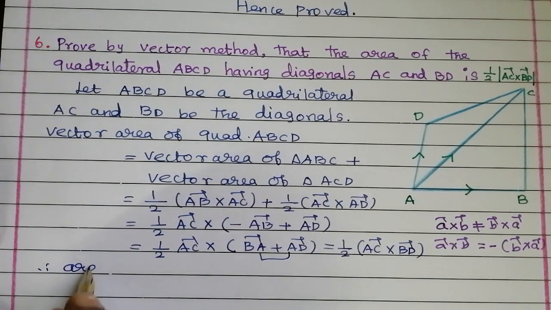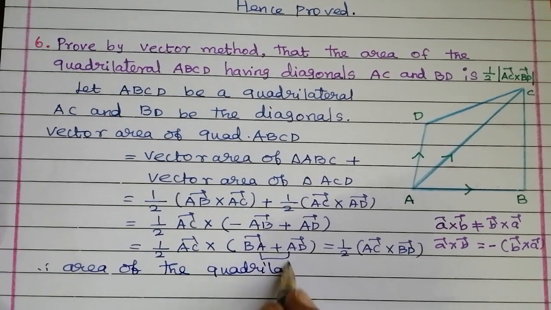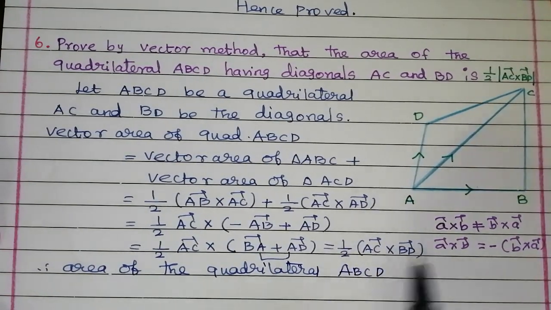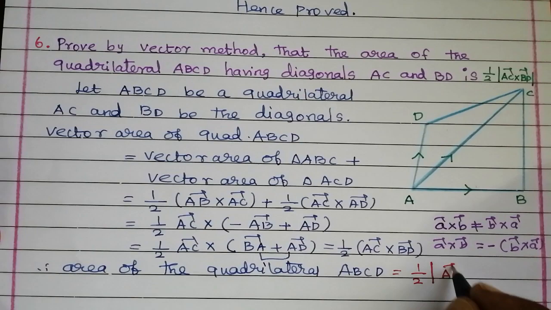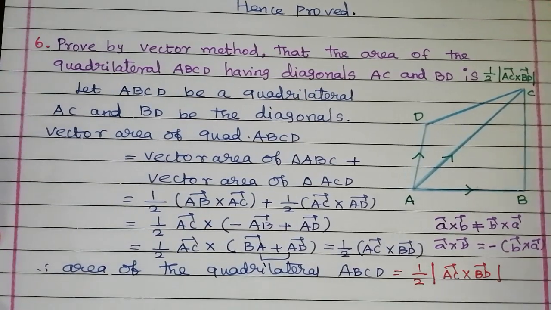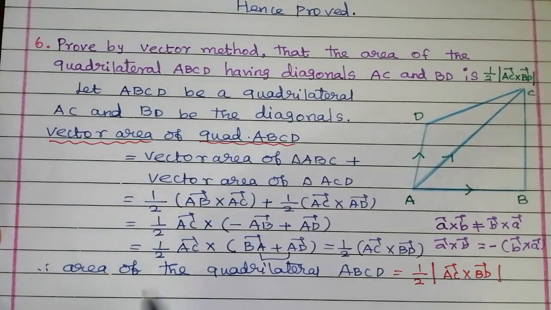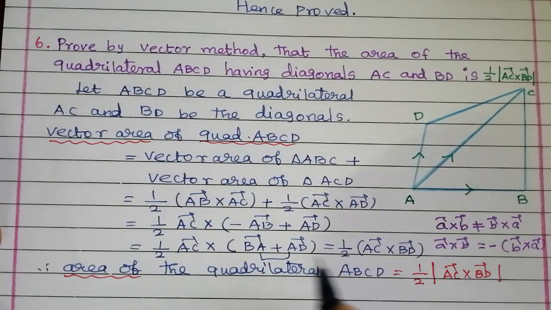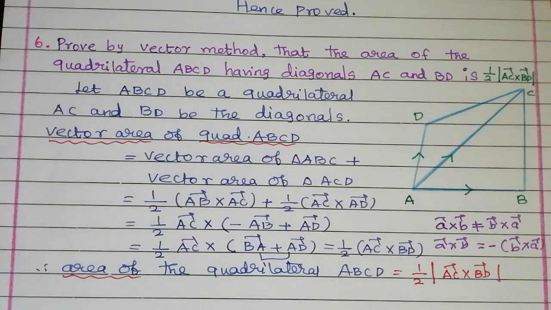Therefore, the area of the quadrilateral ABCD equals half into modulus of AC vector cross BD vector. First we find the vector area of the quadrilateral ABCD, and finally the area of the quadrilateral. Vector area means the area in vector form; the area of the quadrilateral becomes a scalar. Okay, thank you.